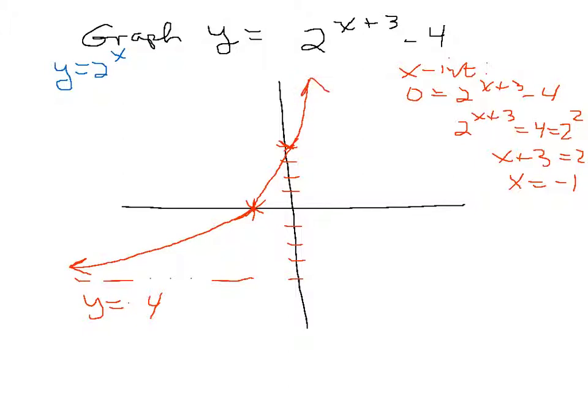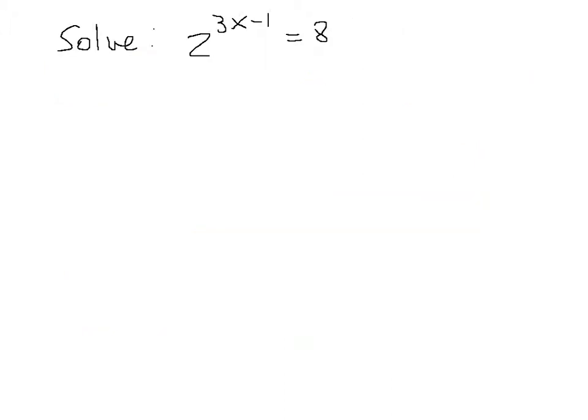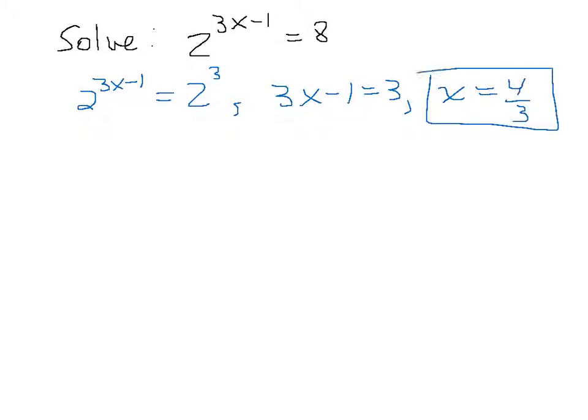There's lots of work that you'll be doing with graphing of exponential functions, and that's a simple example of how you graph them. So let's look at solving equations involving exponential functions. We want to solve for x here, and this is very similar to the one we just did. We simply write this as 2 to the 3x minus 1 is equal to 8, which is 2 cubed. The only way that can be true is if 3x minus 1 is equal to 3, and that means x is equal to 4/3. That's pretty simple.